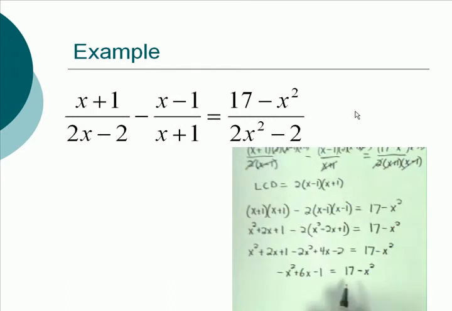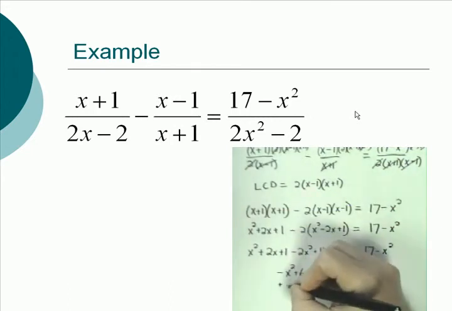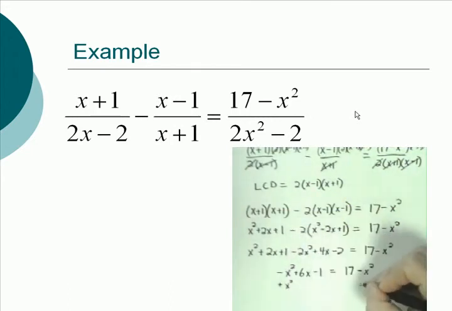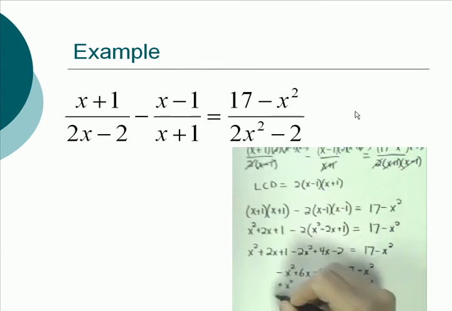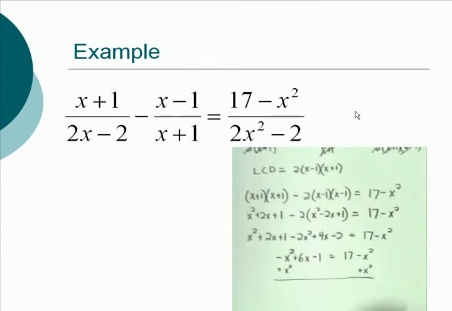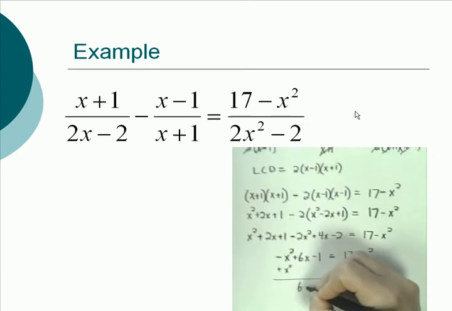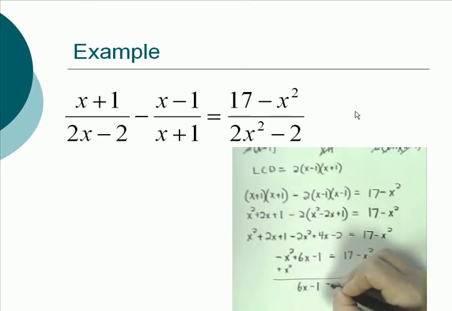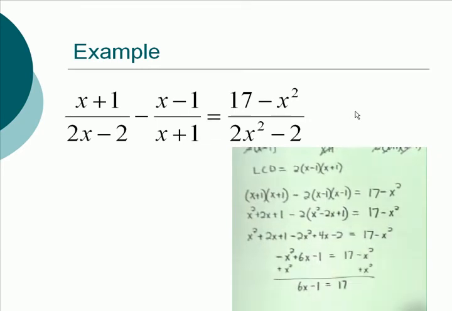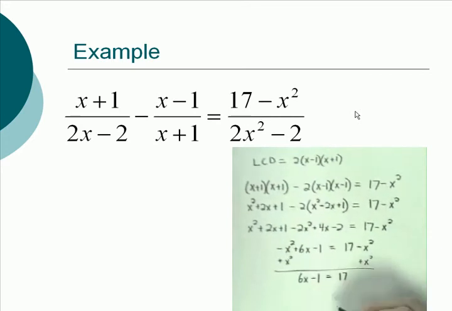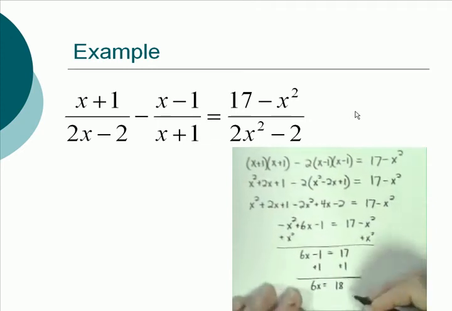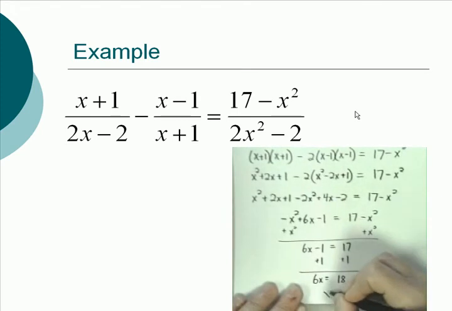Now if we add x squared to both sides, we end up with 6x minus 1 equals 17. Add 1 to both sides, and we have 6x equals 18. So apparently we have a solution of x equals 3.